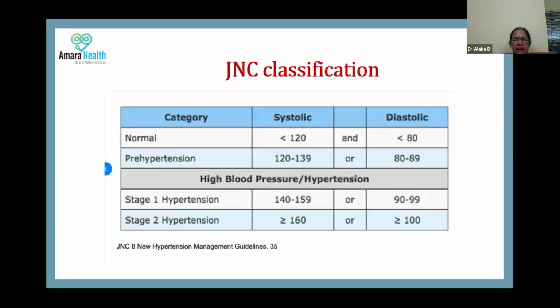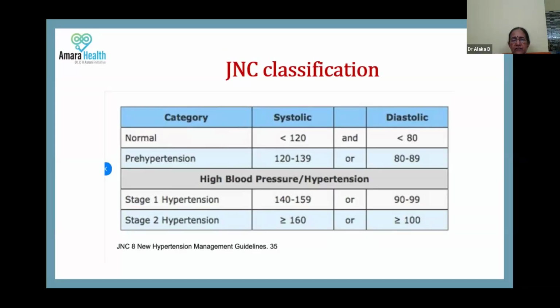Now, this is a JNC classification. This is Joint National Commission. Okay. And they have given normal category, systolic less than 120, diastolic less than 80. When the systolic is between 120 to 139, now just to avoid the confusion in the lecture, with this 139, 159, therefore I am giving you a simplified version, but at the end I have given you all the guidelines. You can go through that.